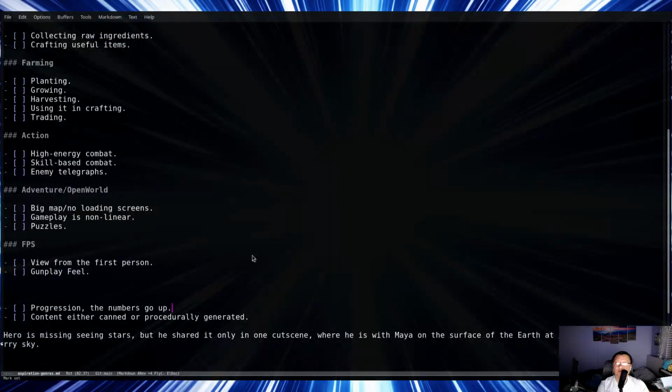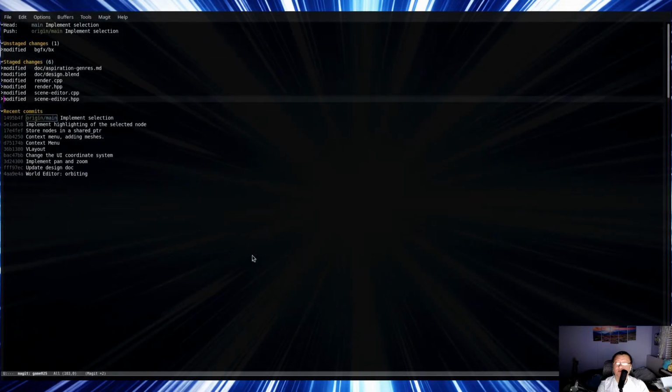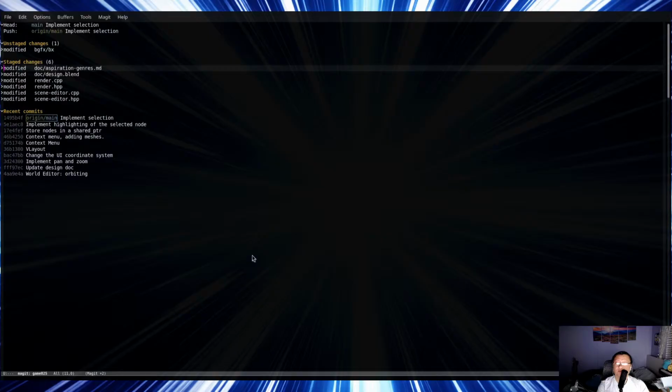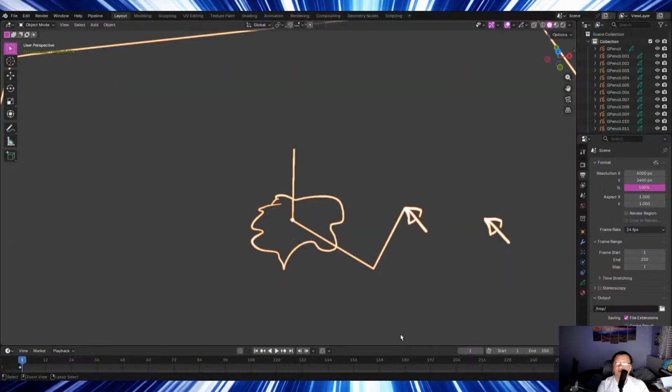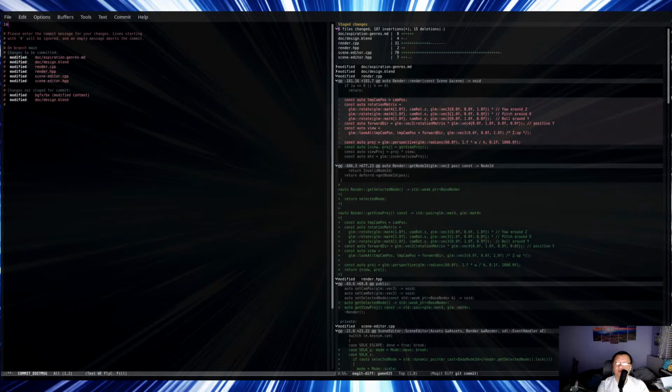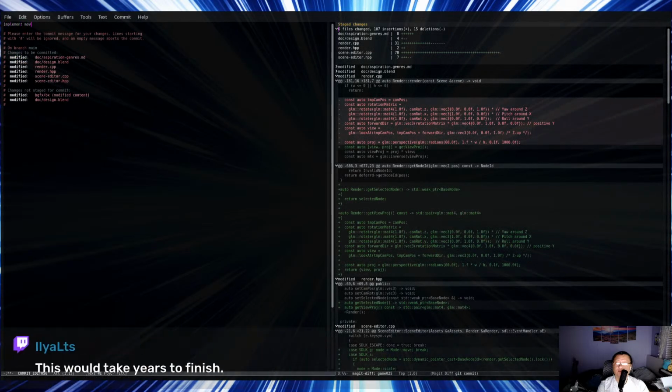So I'm going to make the commit. So move and scale are implemented. I'm going to save this thing. Implement. This would take years to finish. And scale. I want to finish it in 2 years. So implement move and scale.